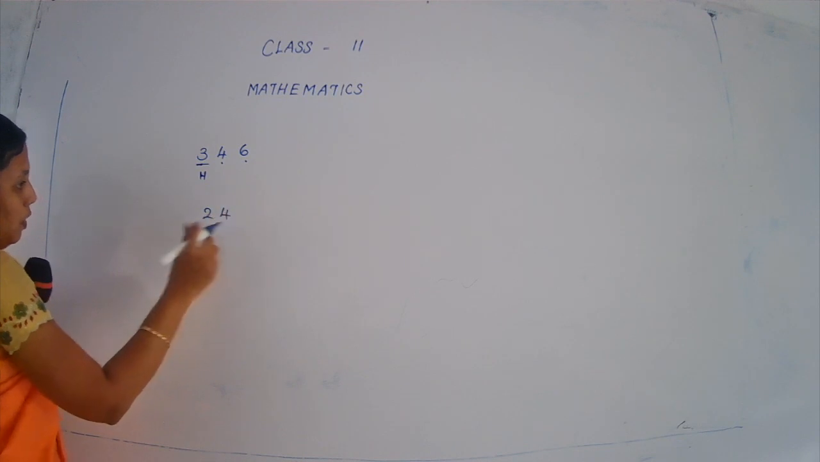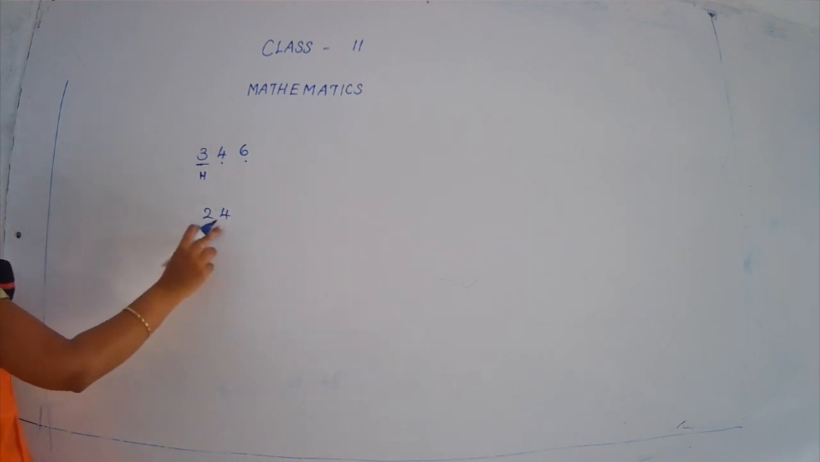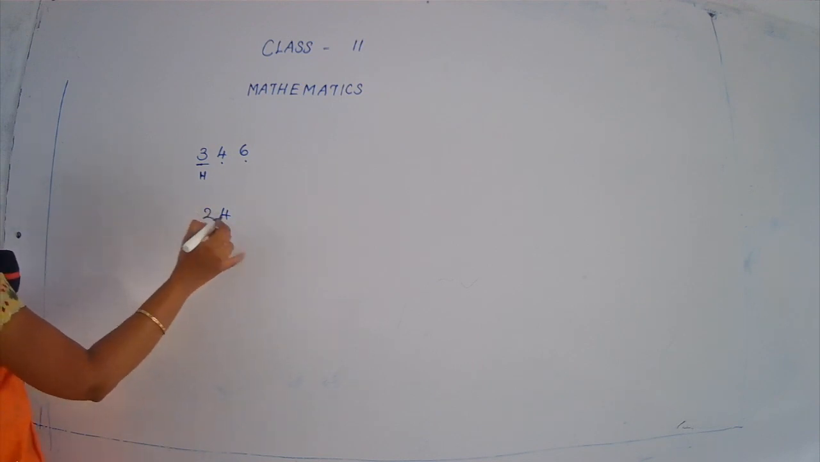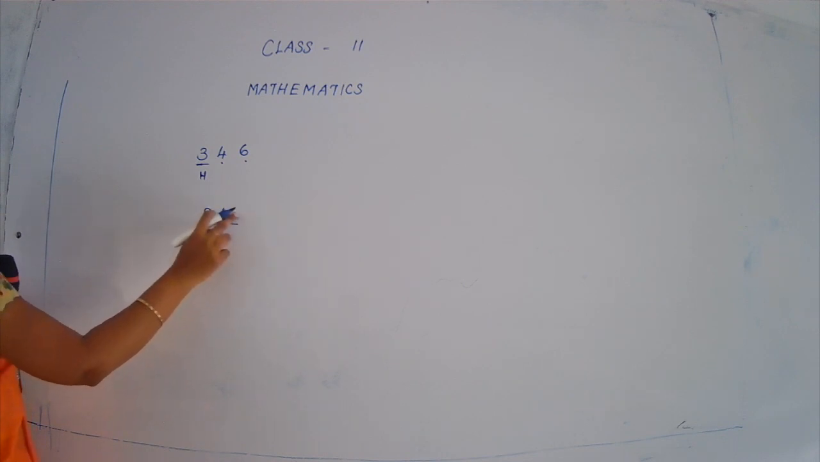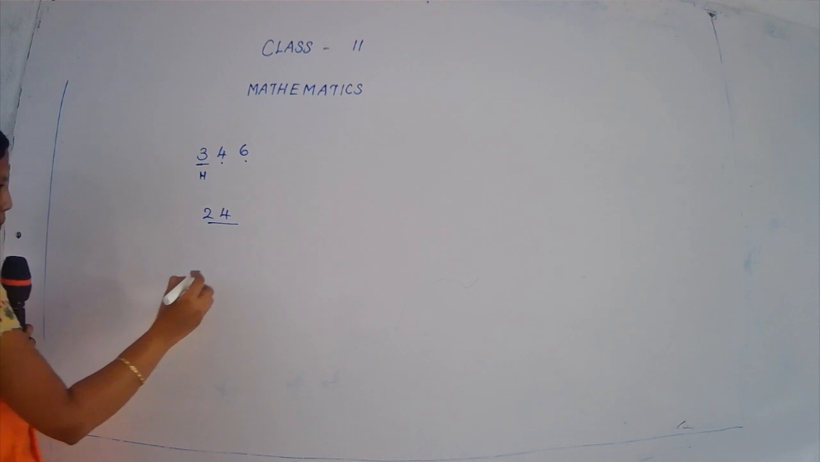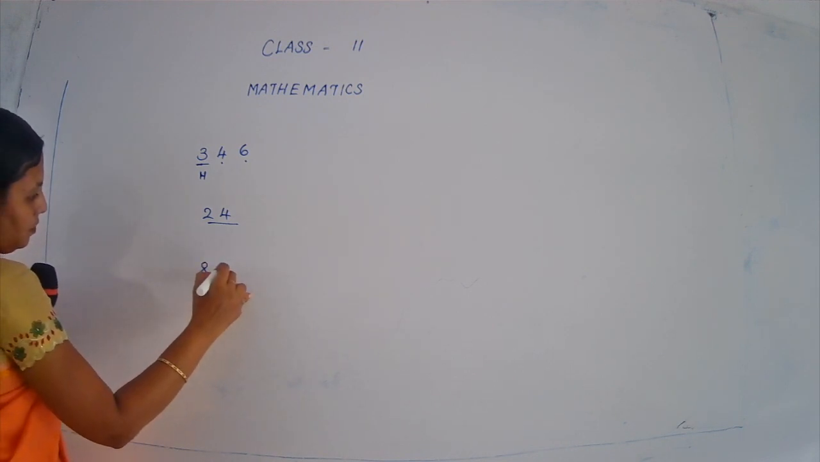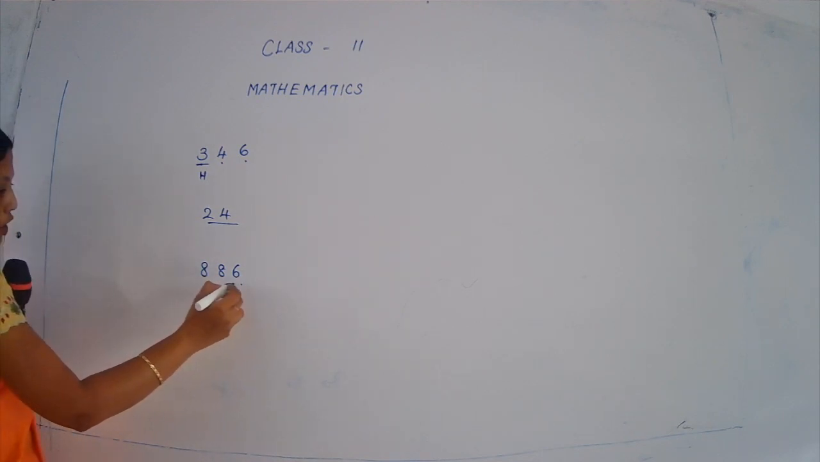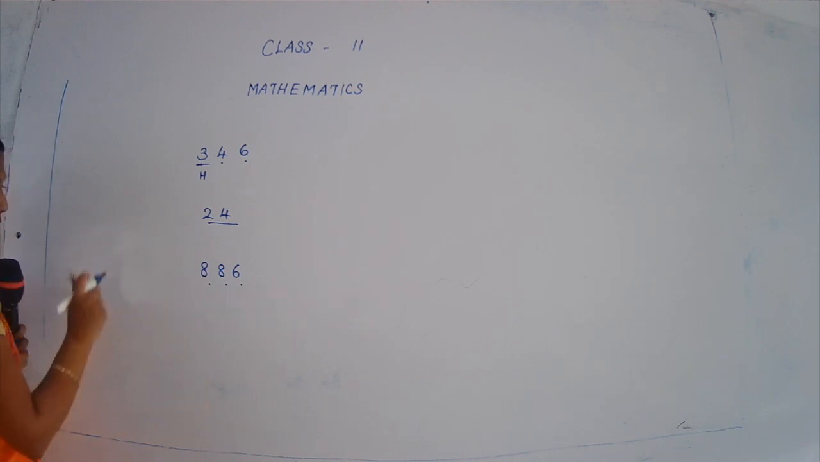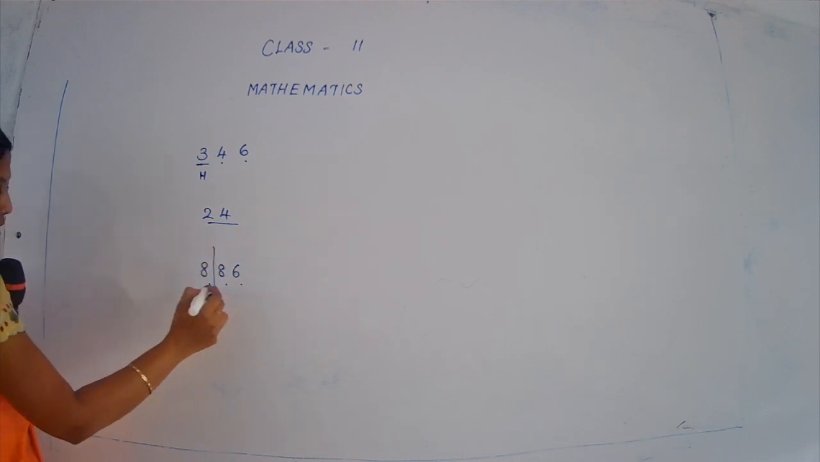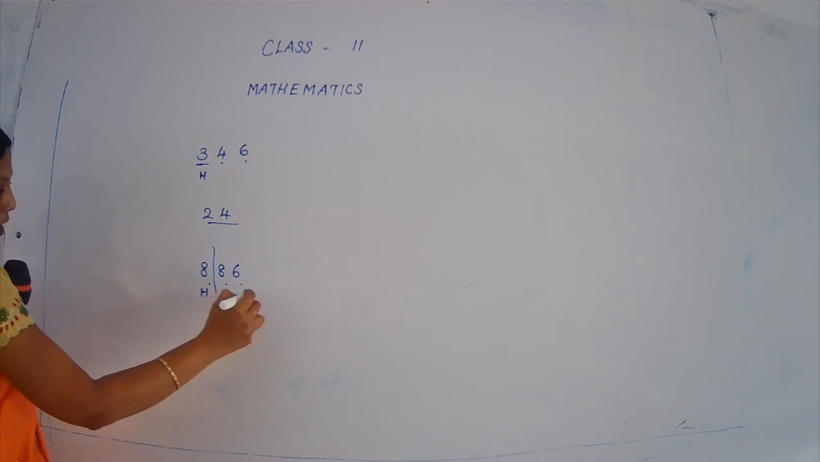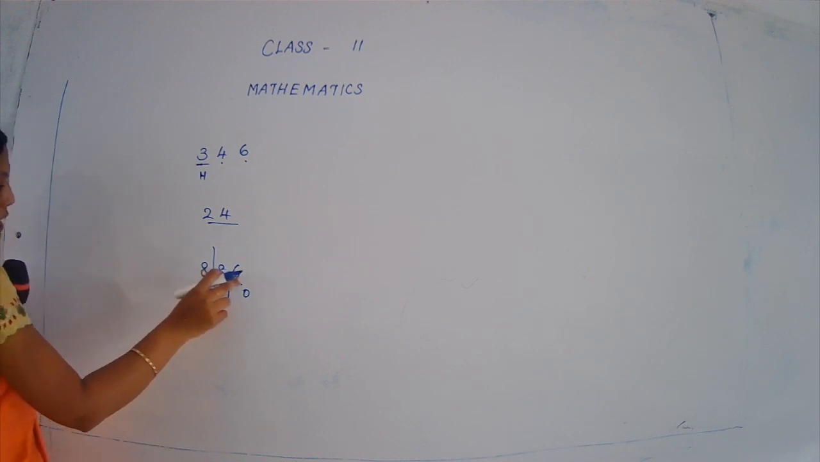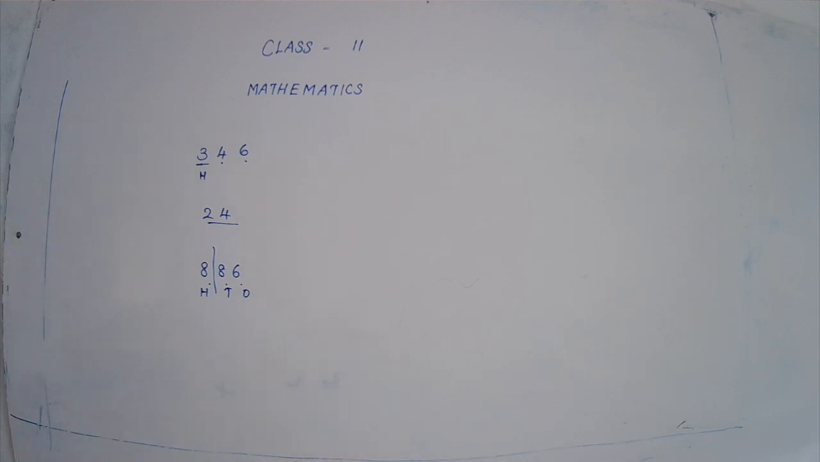Then what is this number? 24. This is how many digit number? 2-digit number. Okay, what is this number? 24. Then this is how many digit number? 1, 2 and 3. 3-digit number. Yes, 3-digit number means start from 100. 1s, 10s and 100. Read this number. 886.